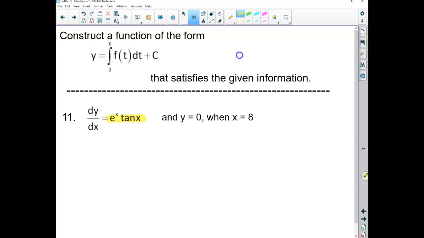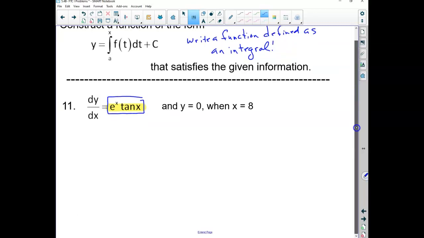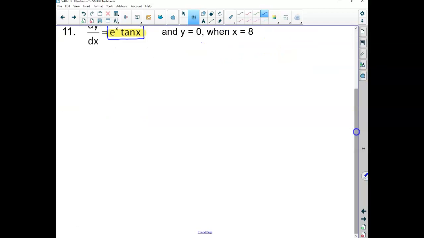They want me to write a function defined as an integral. That's what they want me to do, because I do not know how to anti-differentiate that. Okay, well, let me back up. What are you talking about, Kruger? Well, you guys, you've done this already.